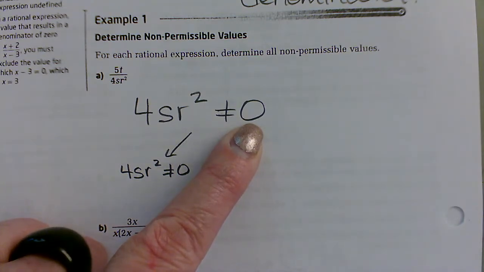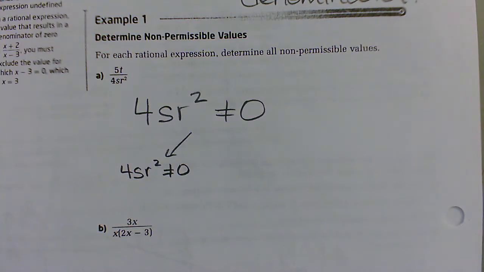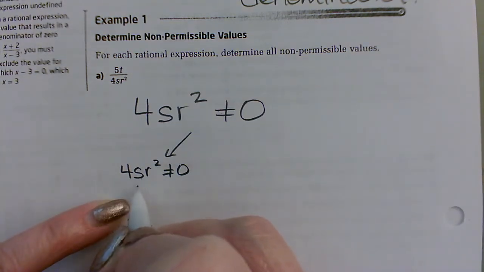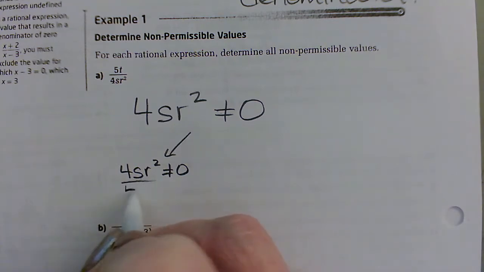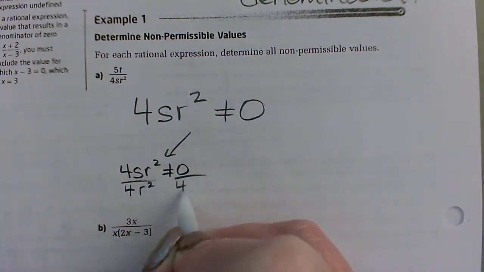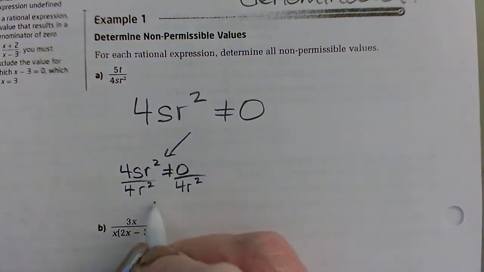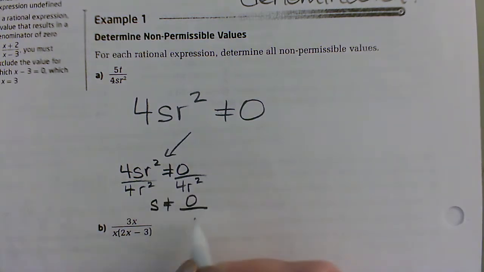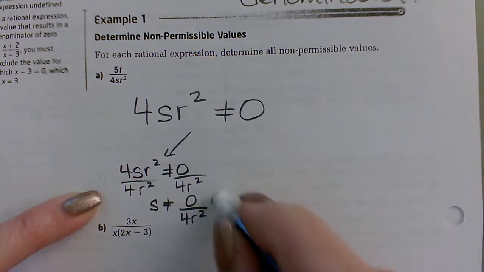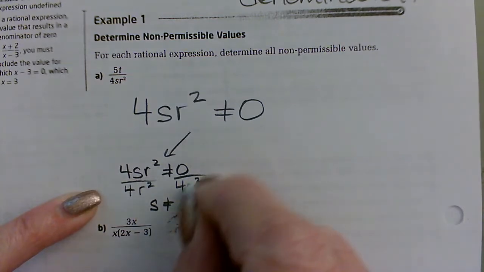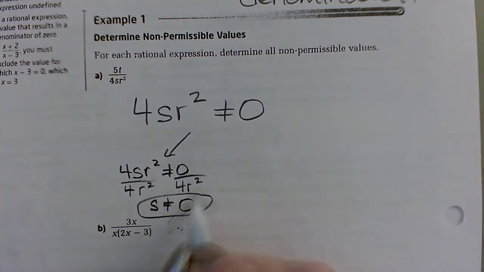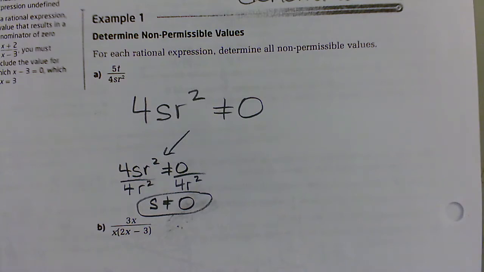We did that with setting them equal to 0 when we wanted to find our x-intercepts before. Now we want to find those spots where it shouldn't be. So I'm going to keep S, and get rid of everything else. I'm going to divide by the 4 and the R squared, and what I do to one side I have to do to the other side. And I get S is not equal to 0 divided by 4R squared. Well, what's 0 divided by anything? 0. So S cannot be equal to 0, because 0 divided by anything is just 0.